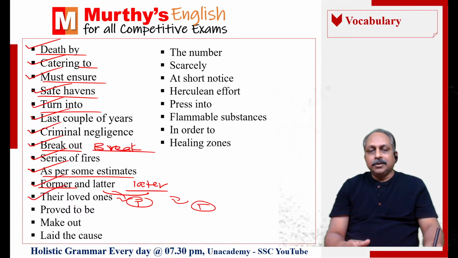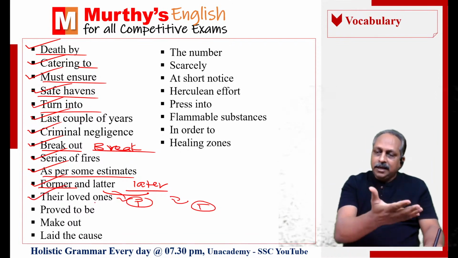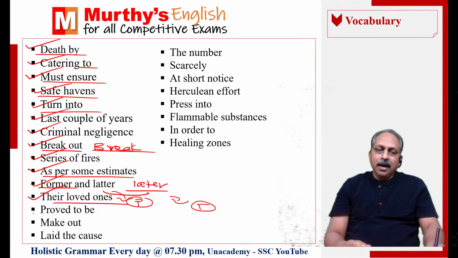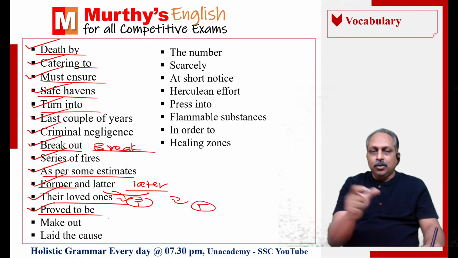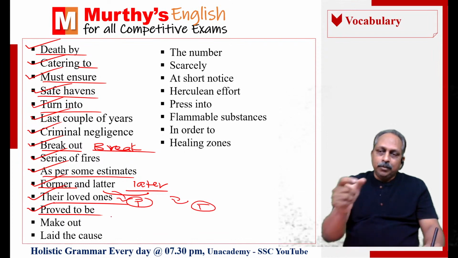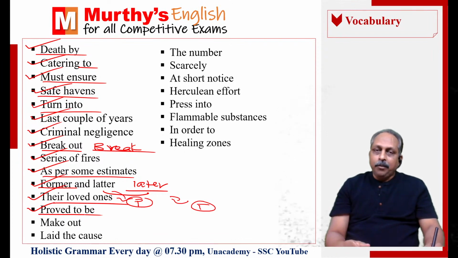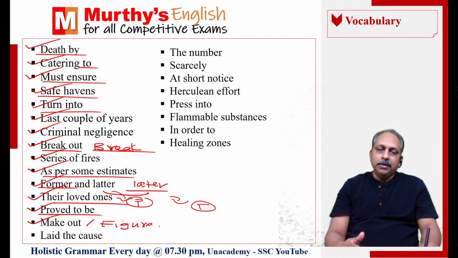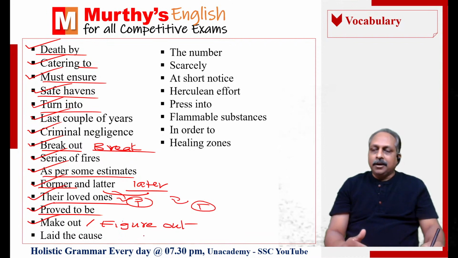Their loved ones, your loved ones, my loved ones: an important expression. And "proved to be": another important expression. It proved to be good. It proved to be dangerous. It proved to be detrimental. An important expression. Make out. In British English, make out. American English doesn't use this; they use a phrasal verb. Figure out means understand.